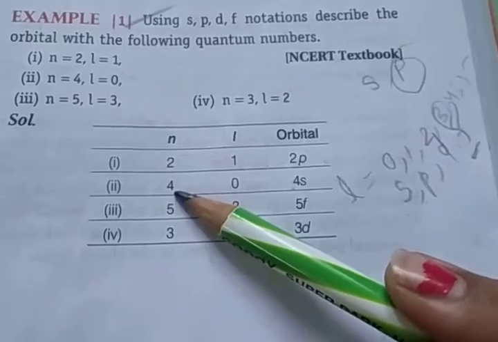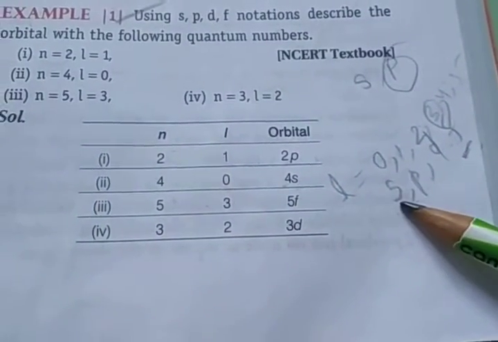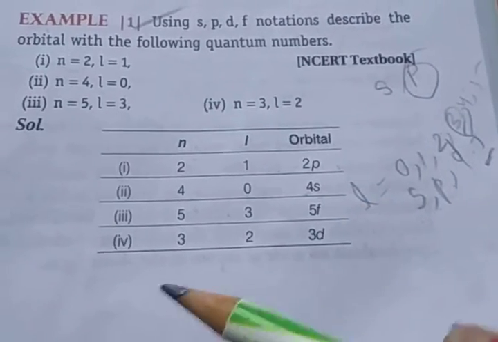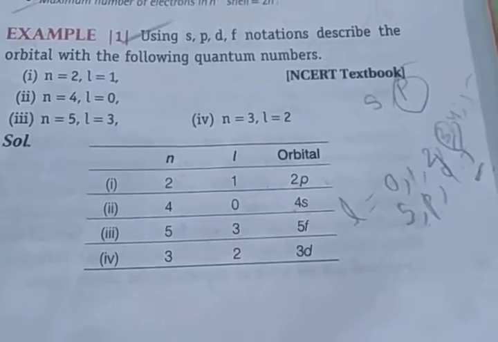Then n is equal to 4, so orbital 4, and subshell 0. So 0 represents the s shell, so 4s. Okay, clear? So 5 and 3 is 5f, and 3 and 2 is 3d.